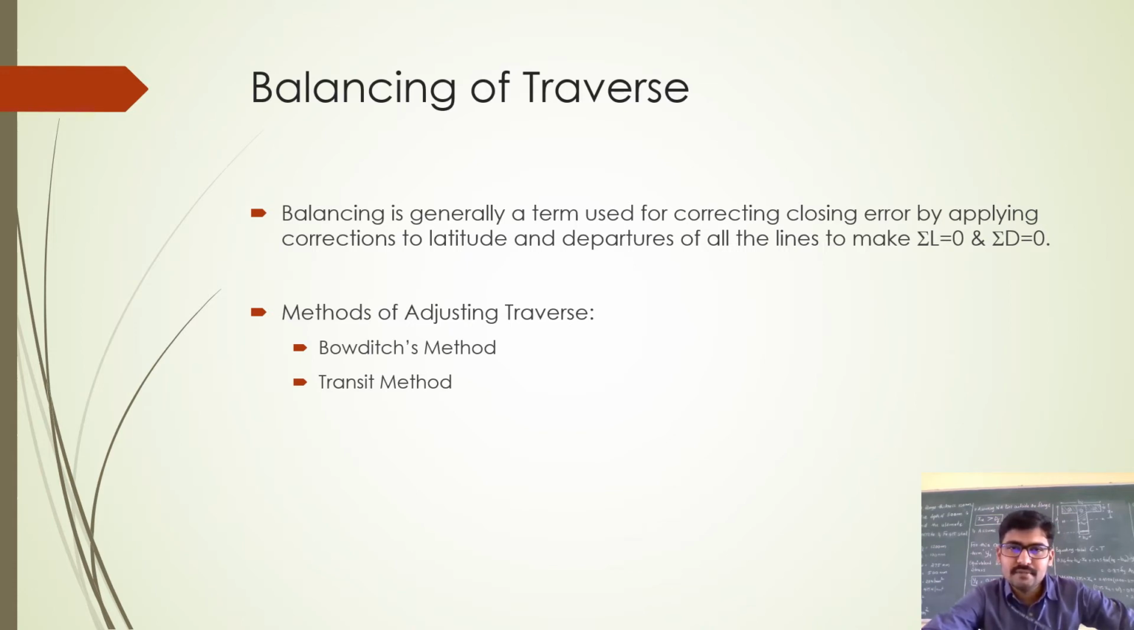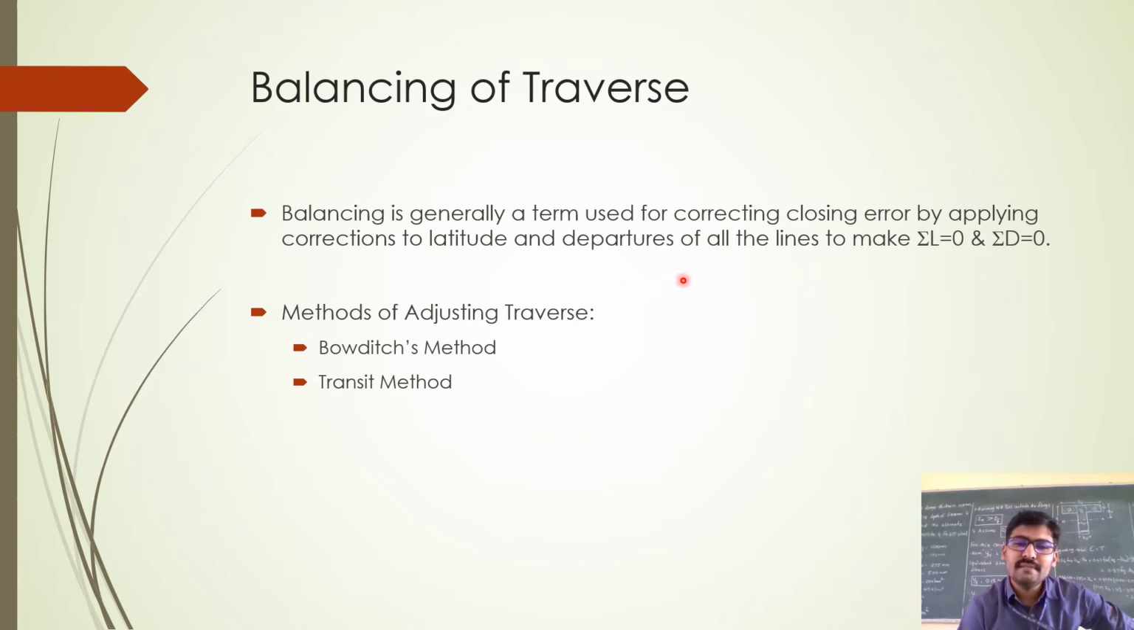So remember, whenever the traverse is a closed traverse, the sum of the latitudes and the sum of the departures should be 0. That is what you can see in the last sentence here. So sum of latitude should be equal to 0 and sum of departure should be equal to 0. This is the condition to check whether there is an error or not, right?